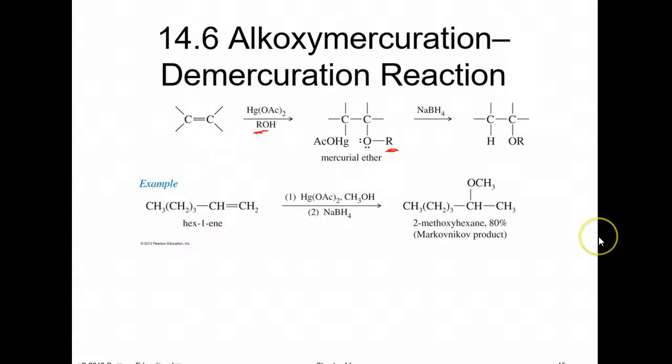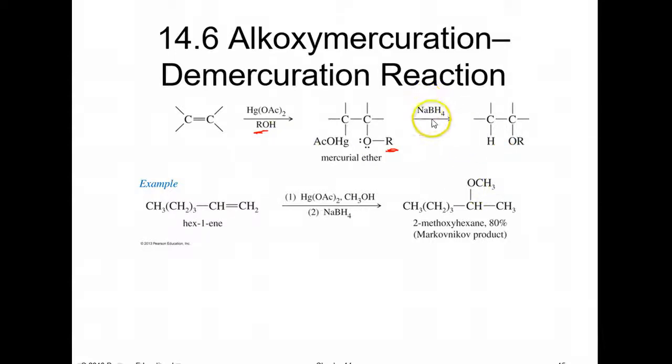Okay, and we learned this in the alkene chapter. So remember, we chose this way because this prevented rearrangements. The other way of doing it is just in the presence of acid, and you would possibly get a rearrangement. But in this case, you do not get rearrangements. So the mercury will go on the least substituted position, and your OR group will go on the more substituted position. So it always gives you the Markovnikov product.